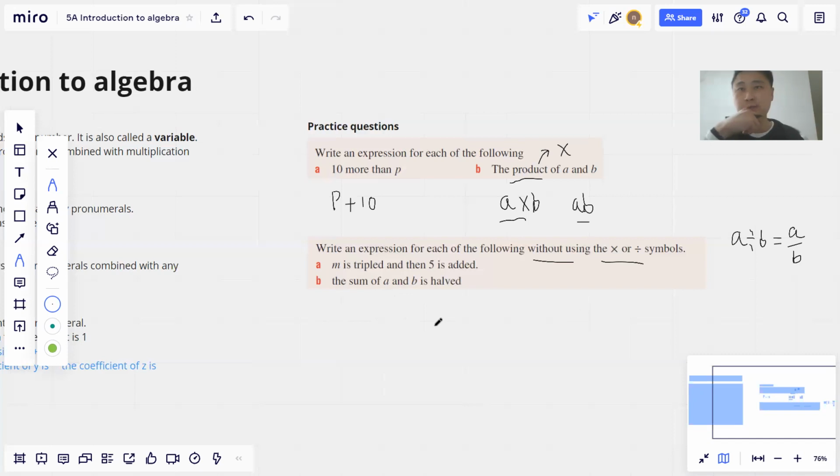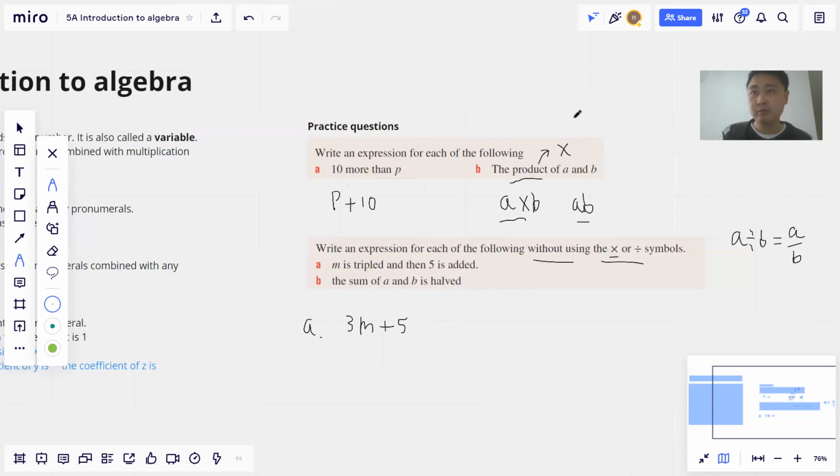Okay, so for the first one, I will do it for you. M is tripled and then 5 is added. M is tripled, which means 3M. And then 5 is added. After it's tripled, we plus 5. So that's the first question. Because 3M means 3 times M, and we do not use the multiplication symbol, we just write 3M.